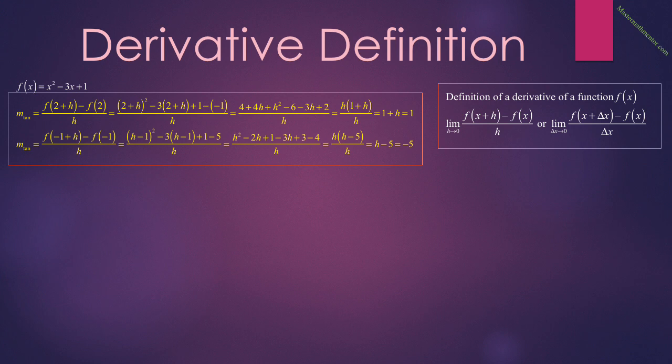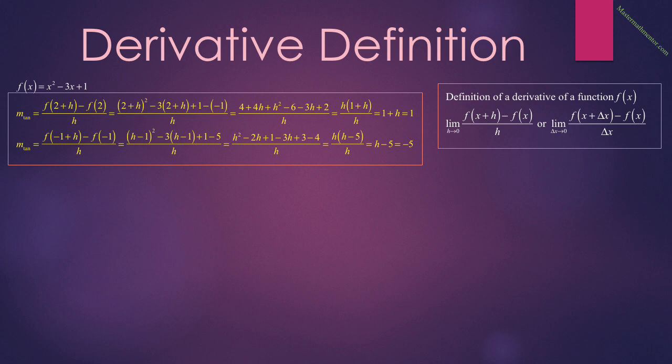We now define a derivative of a function f of x. This will be the limit as h approaches 0 of f of x plus h minus f of x over h. This is the same formula that we've used for the slope of the tangent line, except now we're using a generic x rather than a specific x value.